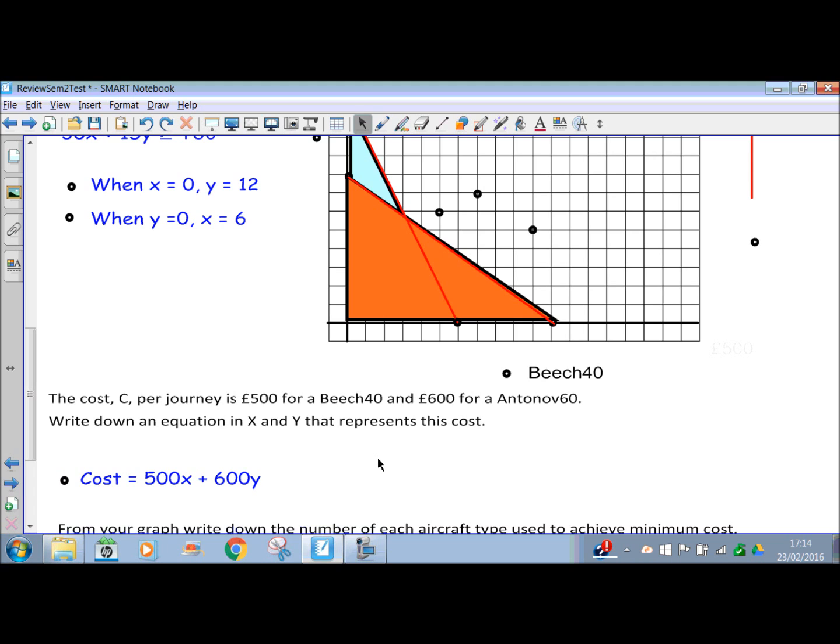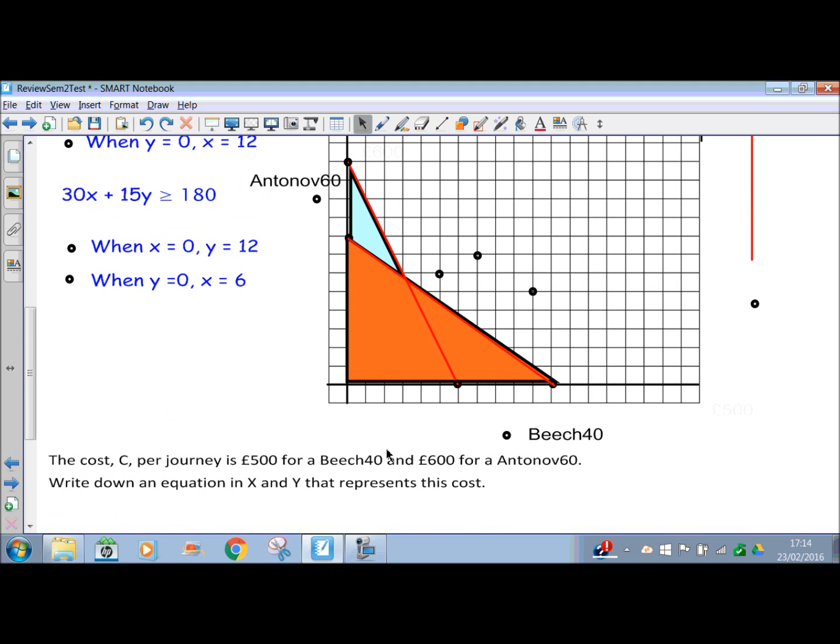However, we need to find the minimum cost. Now generally, the minimum cost is always at one of the vertices of the required region. So the minimum cost will either be at that point, at this point, or at this point. So all we need to do is work out the cost at each of those 3 points, and then take the smallest value as the minimum cost.